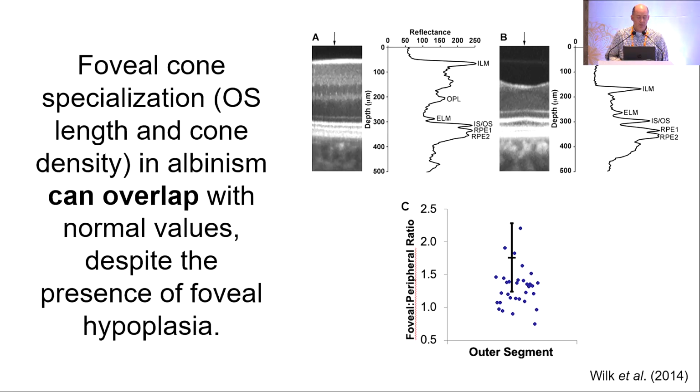In fact, when you look at the foveal cone specialization in terms of outer segment length, and importantly, we normalize the foveal measure to a parafoveal measure to normalize for overall global differences in retinal thickness. What we see shown in the graph on the bottom right, the black bar is the mean and 2 standard deviations of normal individuals, and all the blue dots are individuals with albinism, and you can see they overlap quite strikingly with normal individuals. So it isn't such that there's just absent or present outer segment elongation. It's quite a remarkable range.